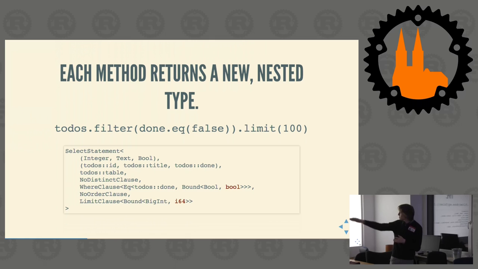So this small example from earlier actually generates a unique type, a select statement type, which I hope you can all read, contains all the information needed to generate a valid SQL statement. So we have the three columns in their SQL type. We have a mapping to these columns in the structs we generated with the DSL. We have the to-dos table. We have no distinct clause. We have the where clause. And the only part of the where clause we are considering is that we want the done column to be equal to something that is a Boolean. We have no order clause. And we have a limit clause that contains something like n64.